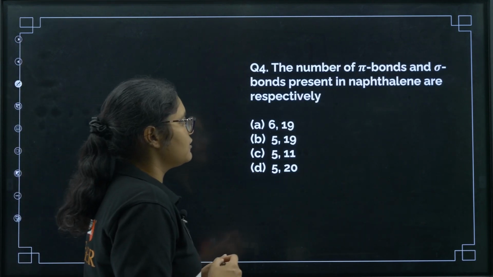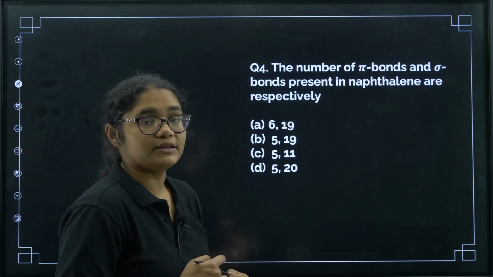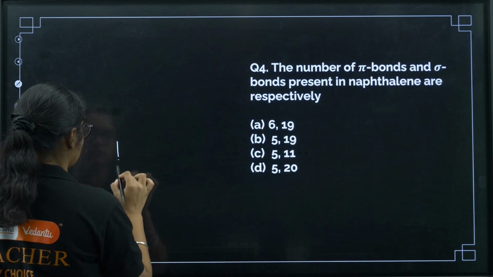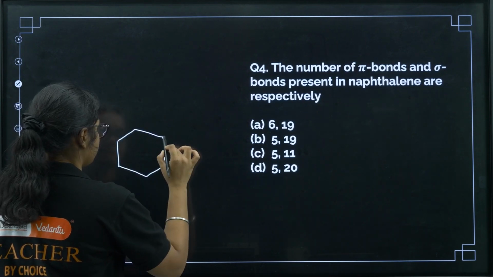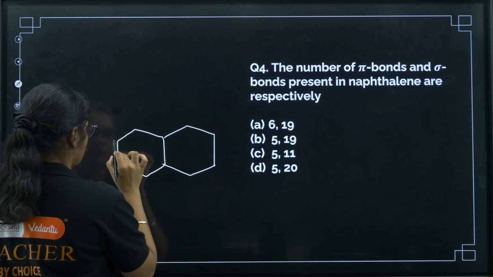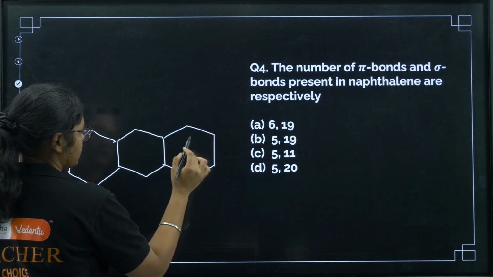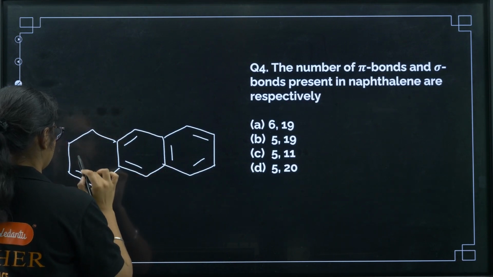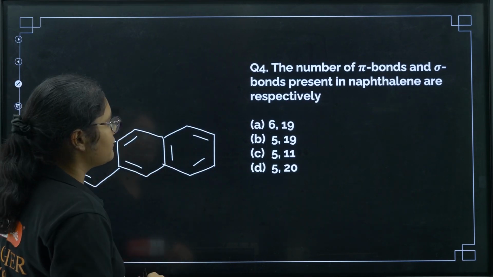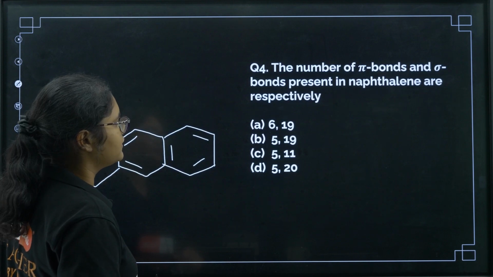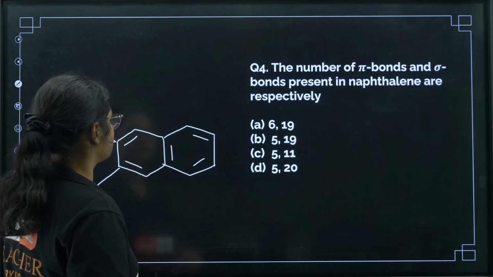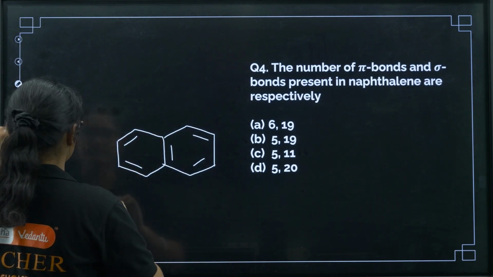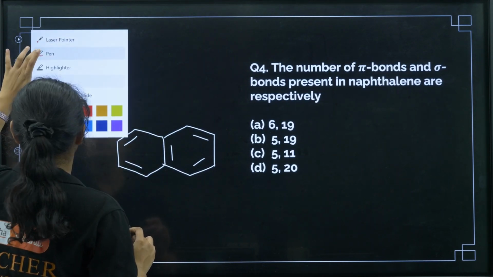Now next question, the number of pi bonds and sigma bonds present in naphthalene are respectively. Okay, so now if you see the structure of naphthalene, we can draw the naphthalene structure like this. Okay, so I think this is the structure of naphthalene. Okay, now you have to calculate the number of pi bonds and the number of sigma bonds, right? So okay, I think I have drawn the structure here wrong. The structure is like this. Yeah, okay, so now I can draw like this.